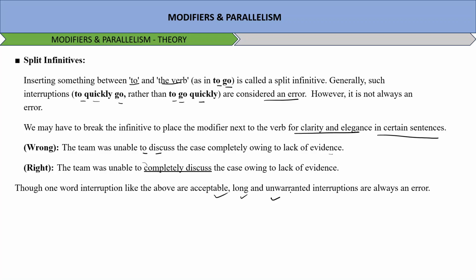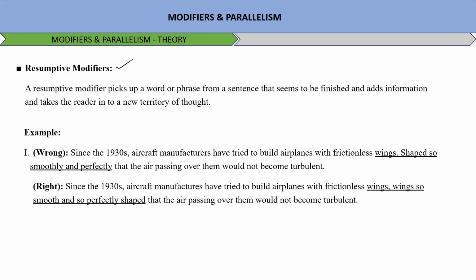Okay. Next, resumptive modifier. A resumptive modifier picks up a word or a phrase from a sentence that seems to be finished, adds information and takes the reader into a new territory of thought. For example, since the 1930s, aircraft manufacturers have tried to build airplanes with frictionless wings, shaped so smoothly and perfectly that the air passing over them would not become turbulent.